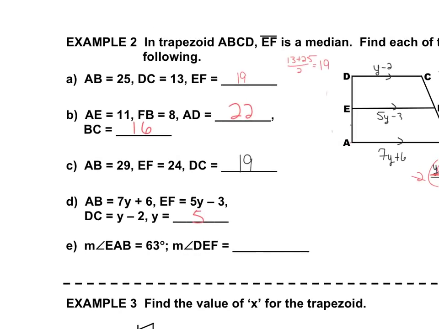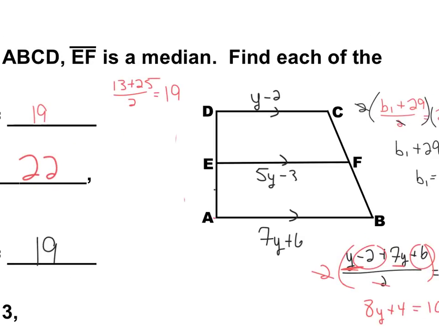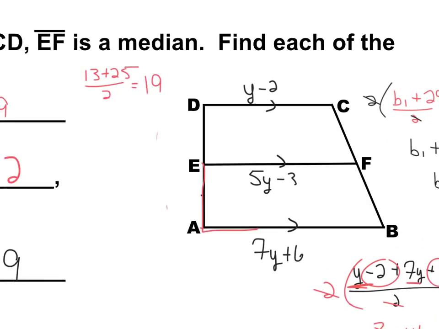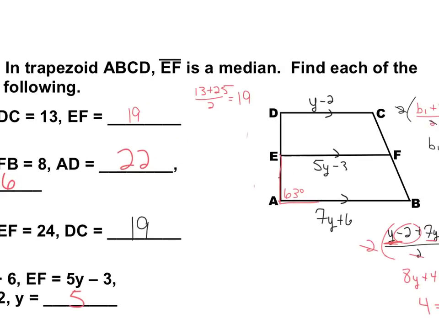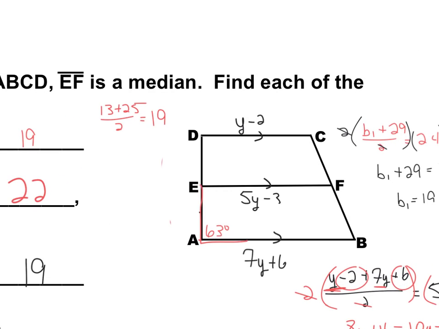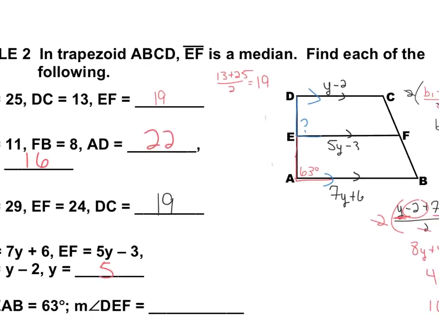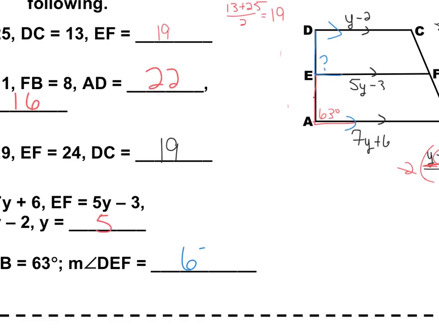The last one I'm not going to erase because this deals with angles. It says EAB, so EAB is this whole angle right there at A, is 63 degrees. It wants me to find angle DEF, which would be this angle right here. But remember, guys, we've got parallel lines, right? So these are corresponding angles, and corresponding angles are congruent. That makes DEF 63 degrees also. So not too bad, but watch out for that median stuff.